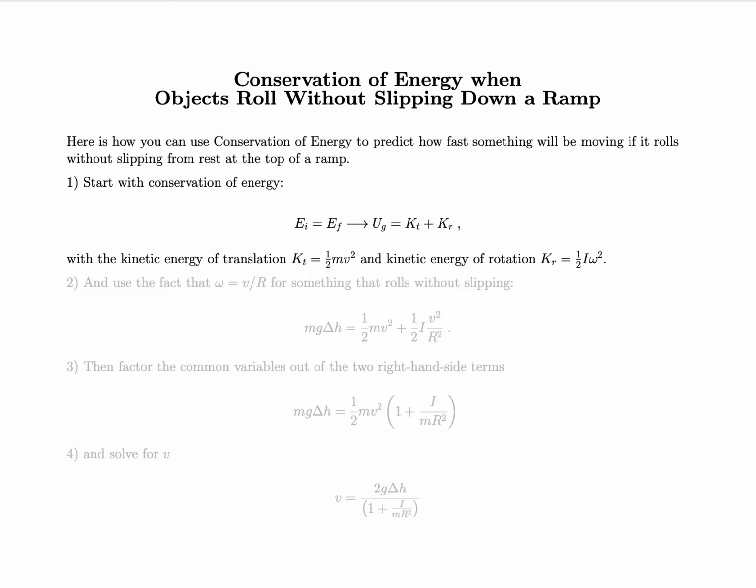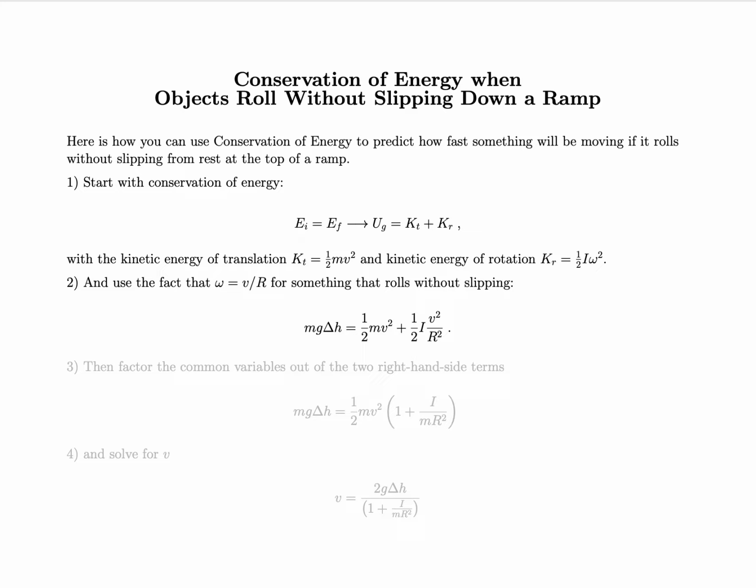Now when something rolls without slipping, v, the object's speed, and omega, the rate at which the object is rotating, are related. In fact, omega, the object's rotational rate, is equal to v divided by r, where r is the radius of the object. Usually, you'll see that the other way around, where the object's center moves at speed v if it rolls at angular speed omega times r. So we can build that into our conservation of energy equation.